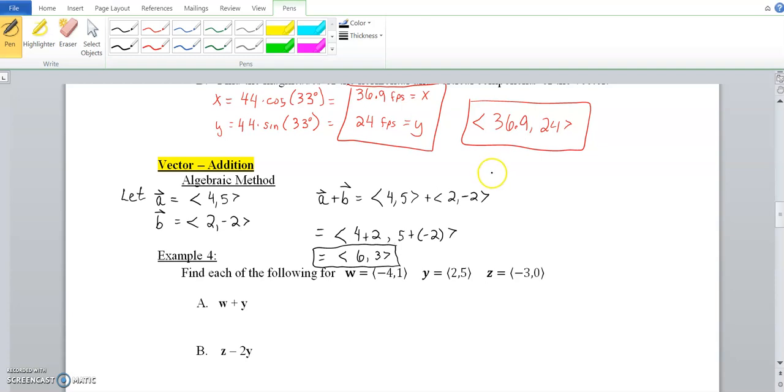If I wanted to do another example, let's say 2A, so 2 times vector A plus 3 times vector B. The 2 in front and the 3 in front don't change the direction of the vector, they just stretch each of your points. So in this case, you take 2 times vector A, <4, 5>, plus 3 times vector B.